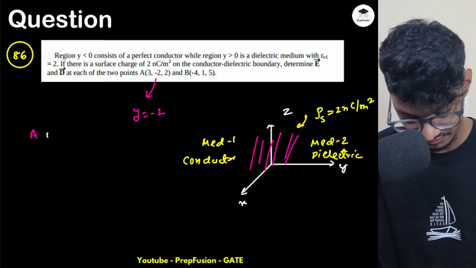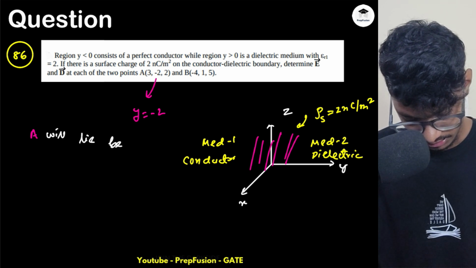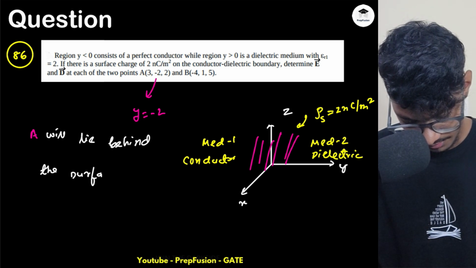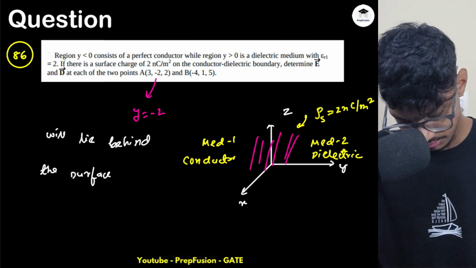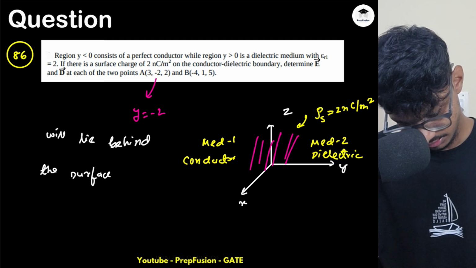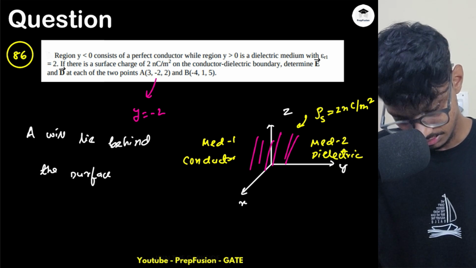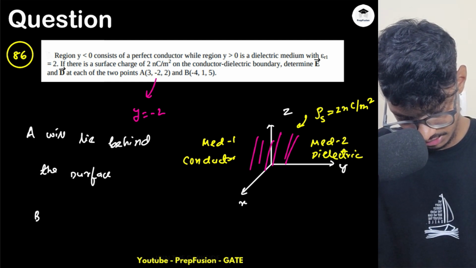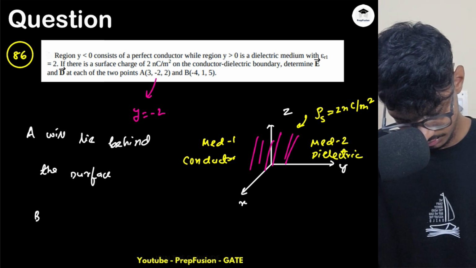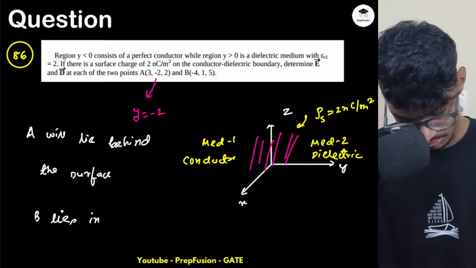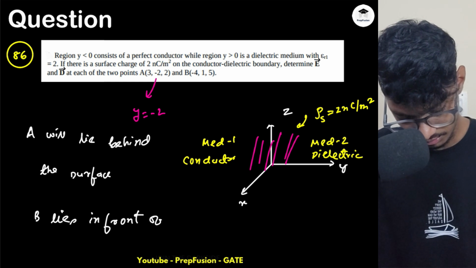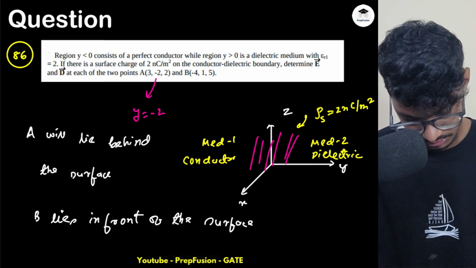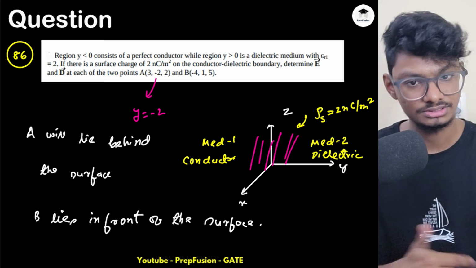A will lie behind the surface. And what about B? B lies above the surface, so B lies in front of the surface. Okay, so B lies in front of the surface, A lies behind the surface.